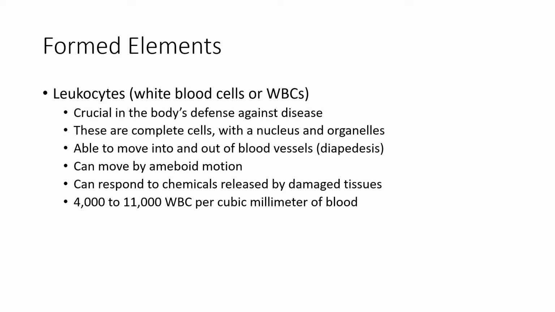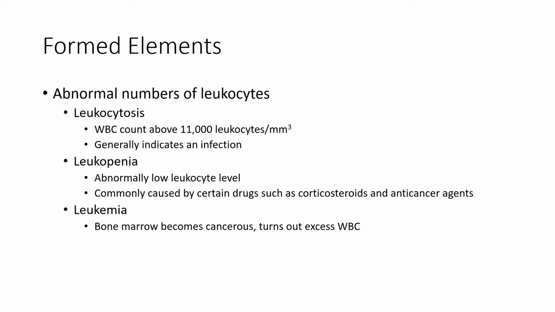Typically, there's about 4,000 to 11,000 white blood cells per cubic millimeter of blood, so not nearly as much as there are red blood cells. There are some major conditions associated with abnormal numbers of leukocytes, and they are first, leukocytosis. This is where we have an abnormally high white blood cell count, where we're above 11,000 leukocytes per cubic millimeter of blood. This is normal-ish. It generally indicates an infection, and so the body is producing more white blood cells to help fight it off. And then typically, once the infection is gone, that would return back to normal.